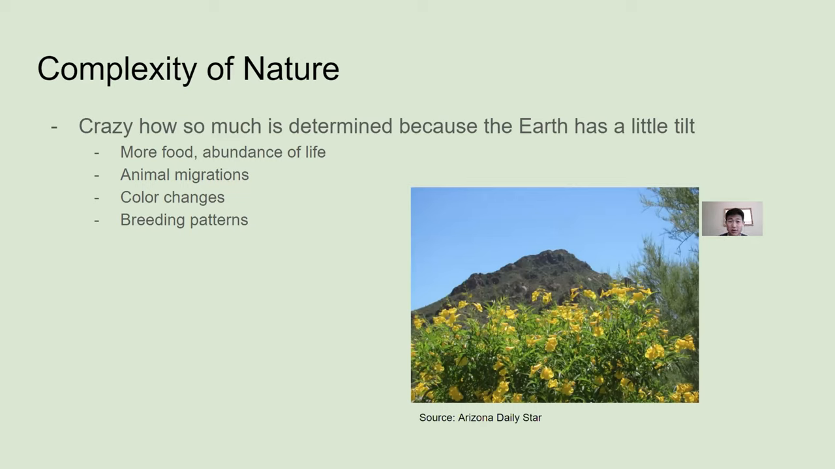Just because the Earth has a little tilt, this causes animals to change the color of their fur. This influences animals to breed during the spring and raise their offspring during the summer. Just because the Earth has a little bit of tilt, this causes so many different things. And this just shows you the complexity of the Earth and nature and how one little thing about the Earth can affect so many things. And this is a very common theme in science. Oftentimes, just because one small thing is like this, this causes so many other things to be the way they are.